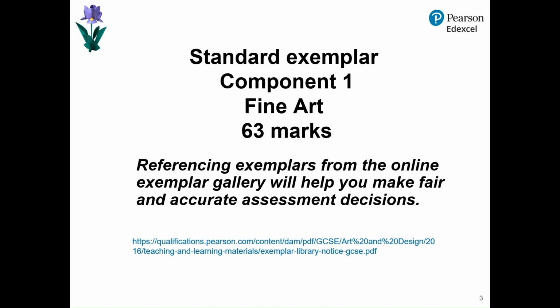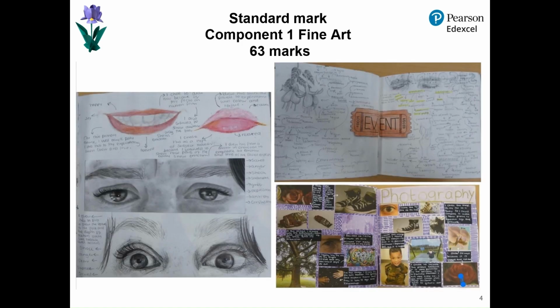We will now look at one of the standard marked exemplars from the online exemplar gallery. This exemplar is from Component 1, Performance Level 6 on a mark of 63. We're going to scroll through slides 13 to 24. The slides contain pages from a Component 1 sketchbook. Slide 21 contains work produced outside of the sketchbook, and on slide 22 you can see the 2 resolved A1 outcomes.